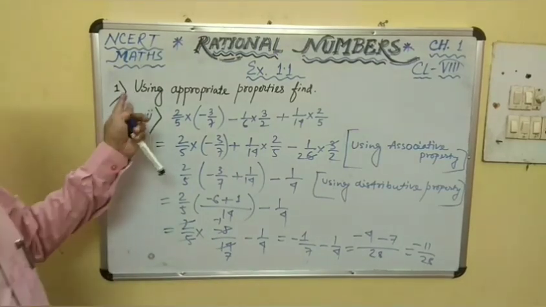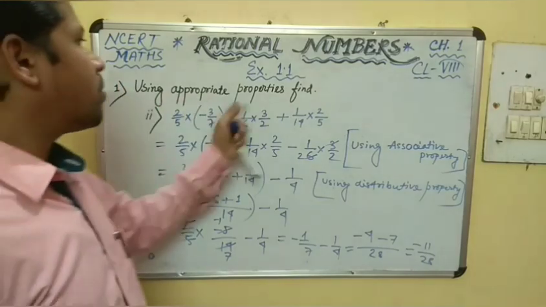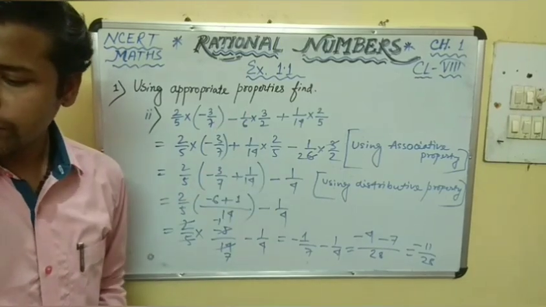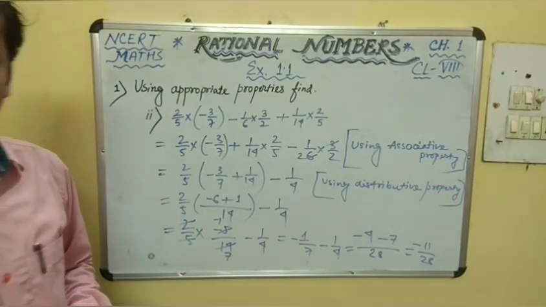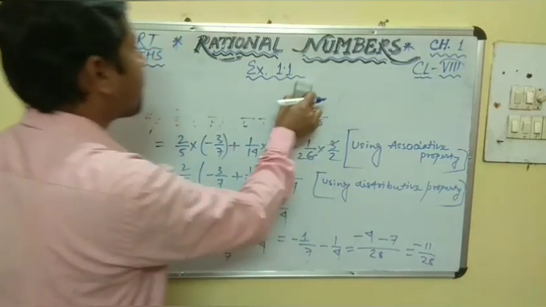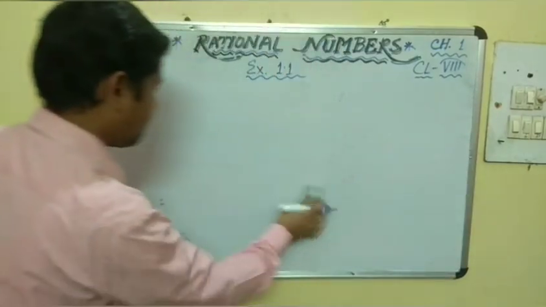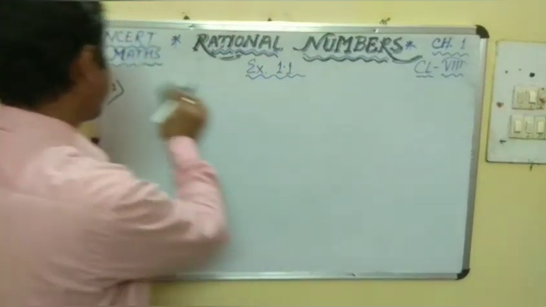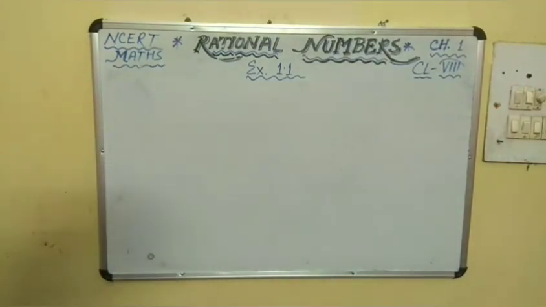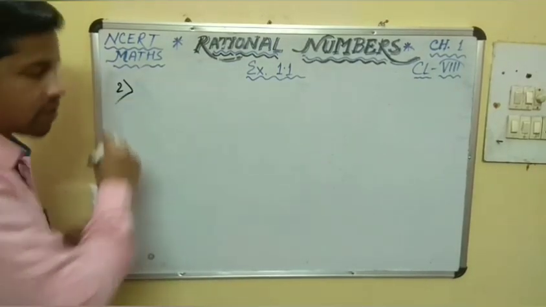That means we are able to understand, using appropriate properties, how to find this. The question number 1 we have already completed. Go for the question number 2. I am cleaning this. Question number 2 we are going to solve.